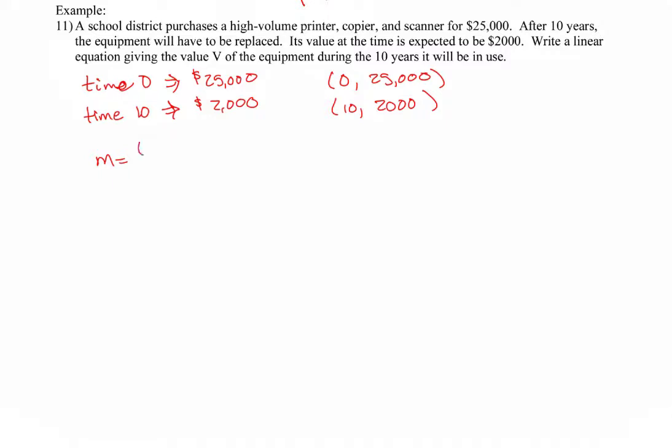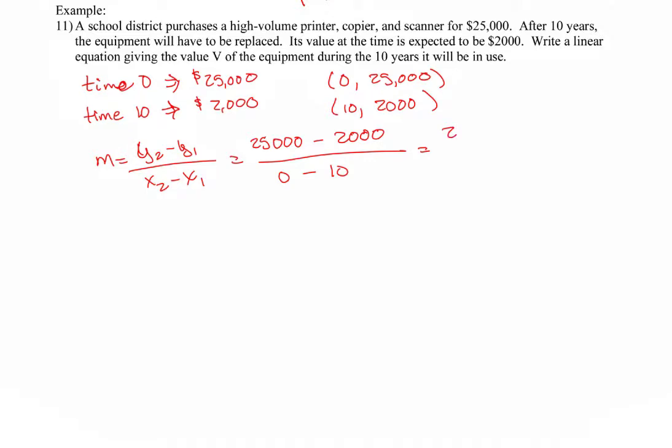So we have 2 points, and we need to find the slope. So the slope is y2 minus y1 over x2 minus x1. So that's 25,000 minus 2,000 over 0 minus 10. And so we have 23 thousand over negative 10. So we have a slope of negative 23,000.